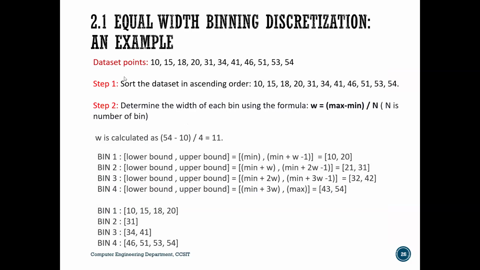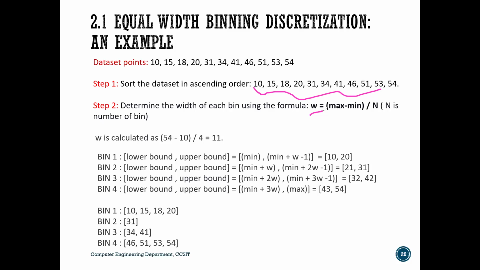In that case, suppose I have this data set. What is my first task? I will arrange my data points in order. Then I will calculate W. Everywhere there are formulas, so it is very important that you memorize the formula here. W is equal to maximum minus minimum upon N. What is N? N is the number of bins, and you decide the number of bins, meaning how many bins do I need? Suppose I need 5, so I will write N equal to 5. Here I am calculating only 4 bins, so I wrote N equal to 4.